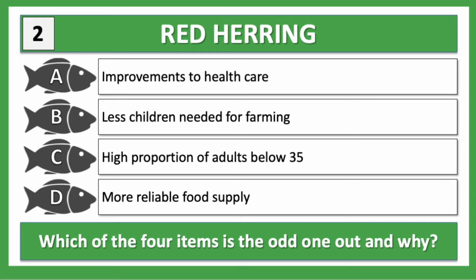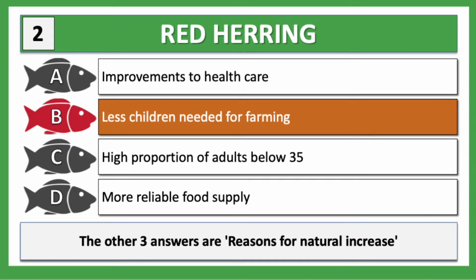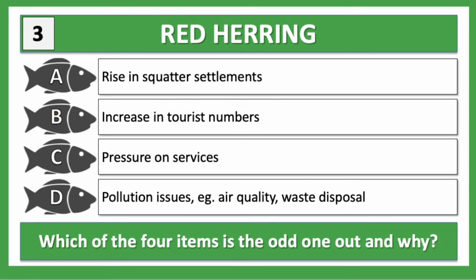So what do we think? Okay, let's reveal the answer. The others are reasons for natural increase. So our odd one out is that less children are needed for farming. So improvements to healthcare, high proportion of adults below 35, and a more reliable food supply are all reasons for natural increase. Right, we have one more red herring to go.